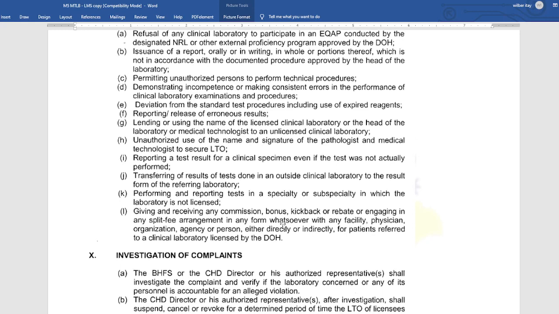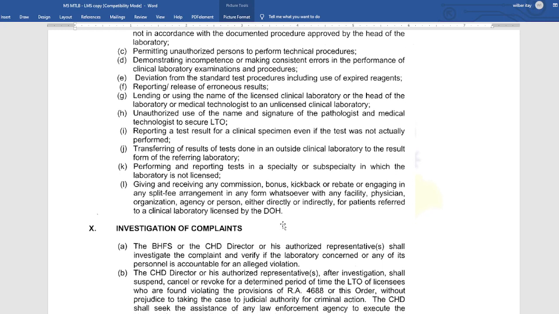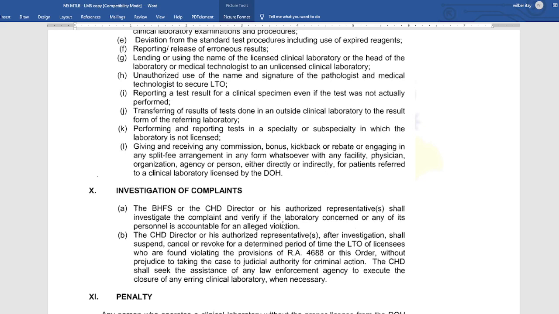Yung mga may bonus, commission, or kickback daw, bawal yun. So, investigation of complaints. The BHFS or CHD or representative nila, they will investigate the complaint. Okay? And then, they will have an investigation and determine kung isususpend, ika-cancel, or i-revoke. Pag isususpend, guys, this means that they cannot operate for a certain period of time. Okay? So, pag cancel or revoke, tatanggalin talaga yung lisensya. Okay? Yun yung pagkakaiba.